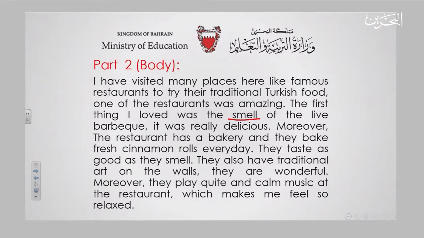We did this in the previous exercise, if you remember. Cinnamon rolls, we classified them under taste and smell. They taste as good as they smell. So now the reader could imagine the taste and the smell. They also have traditional art on the walls. When I say art on the walls, it means I'm fascinated by the view, which means I'm using my eyes. They are wonderful. Moreover, pay attention, quiet and calm music. Calm music refers to the hearing sense at the restaurant, which makes me feel so relaxed.